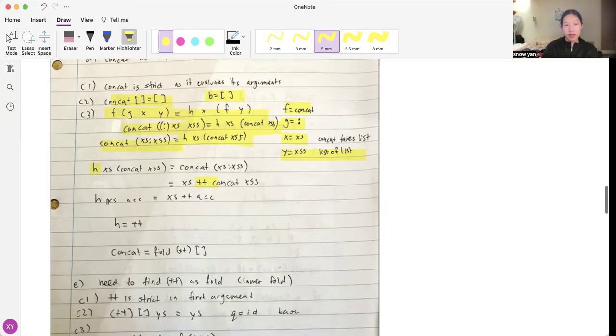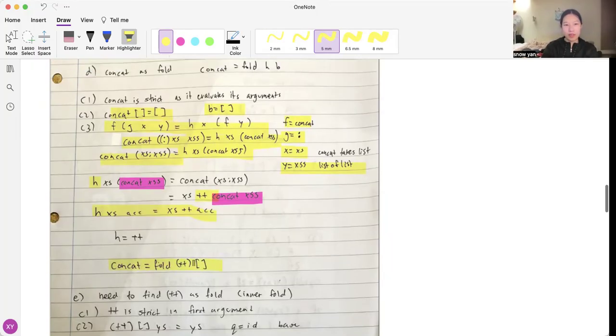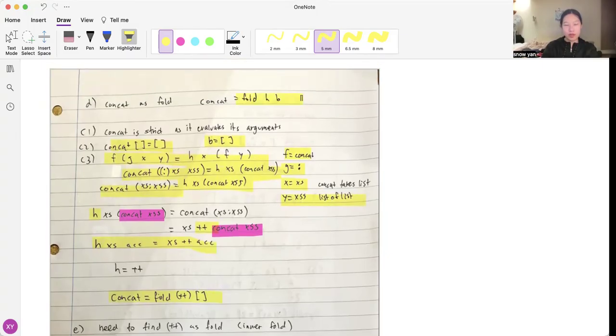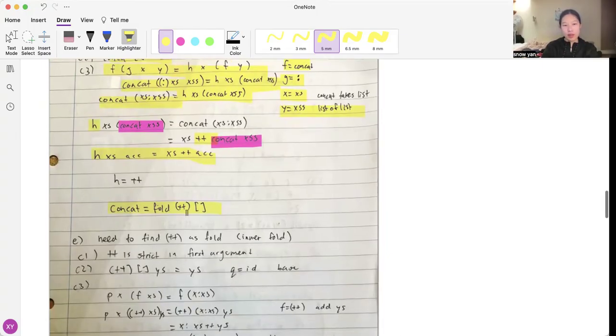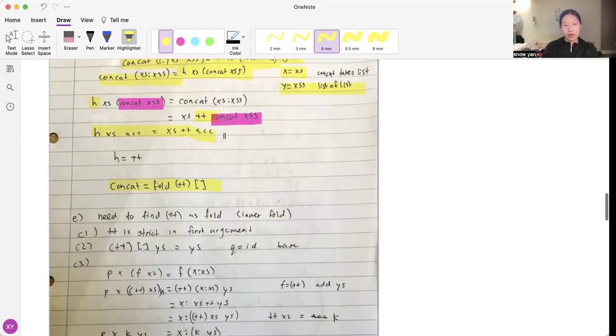So then that would just mean that, because I have concat x's over here, I can just call this accumulator. So then h of x's accumulator is equal to x's plus plus accumulator. So I can definitely see that by this point h is plus plus. So I can write concat as simply fold of plus plus empty, because here I said fold is equal to h b. And h is this, b is that.